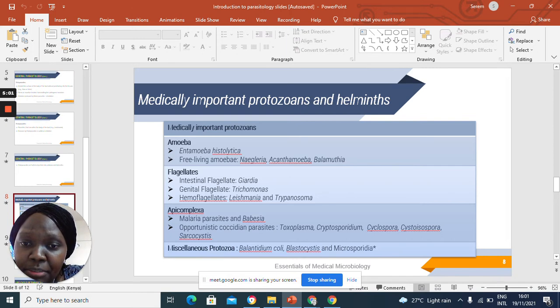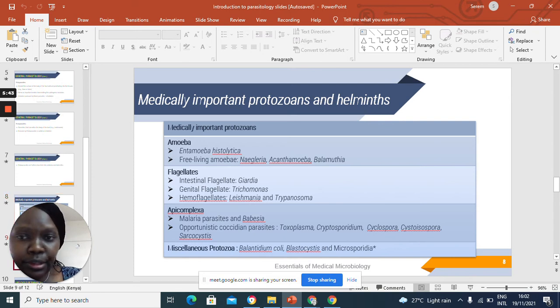We move on to the apicomplexa. Apicomplexa are parasites such as malaria parasites and the Babesia. The parasites that also cause opportunistic diseases such as Toxoplasma gondii. We have Cryptosporidium species. We have Cyclospora. We have Sarcocystis. All these are normally not causes of infections to ordinary human beings, but in case your immunity is compromised, then you will have such an infection. And if you have such an infection, it also presents a larger picture of your immune system, and therefore one needs to have a check.